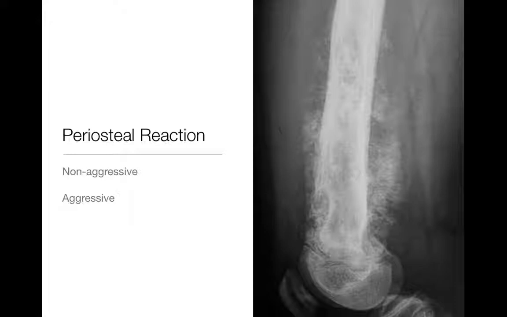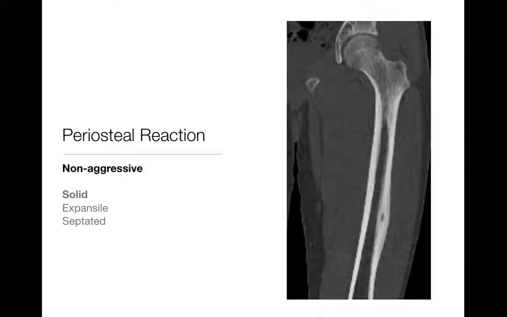So that's really the main point. The only real point of periosteal reaction, when we look at it, is it helps us to think about what process is causing the periosteal reaction. Is this process a benign process or a more malignant process, or an aggressive process or a non-aggressive process? So types of non-aggressive periosteal reaction are going to be classified really as solid, expansile, or septated.